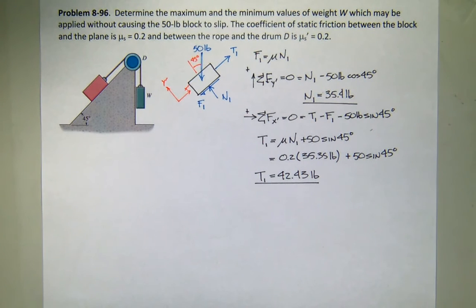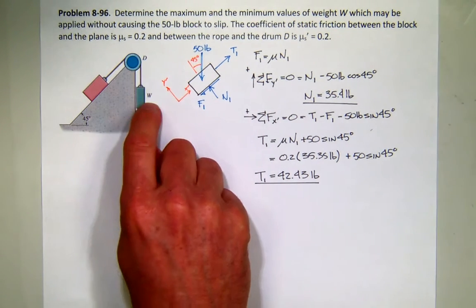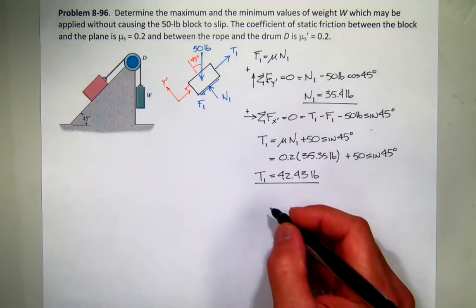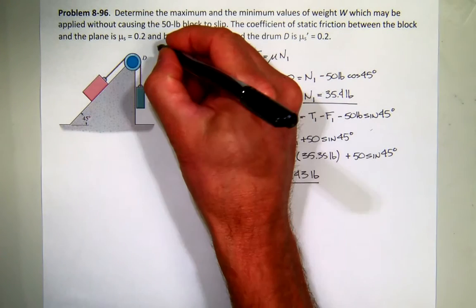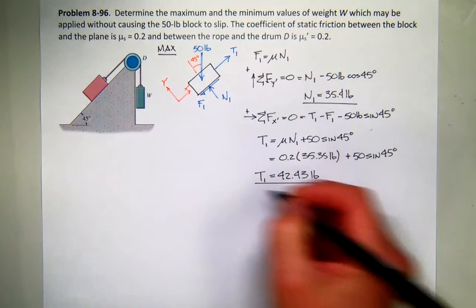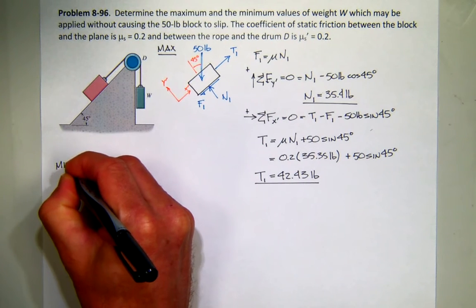Well, this is max. So we need to do it again for min. And then we're going to run it over the cylinder to find out what the actual weight would be. So that was max. Maybe I'll go back over here and write max here so you know we did the max motion. Now let's come over here and do the min.